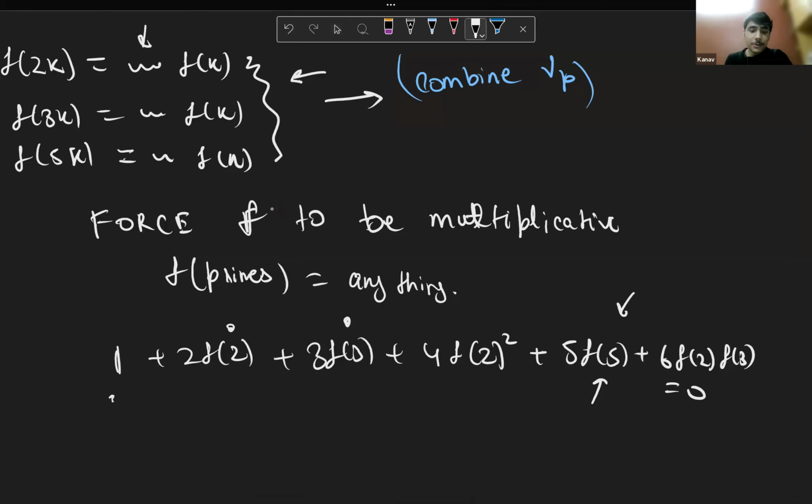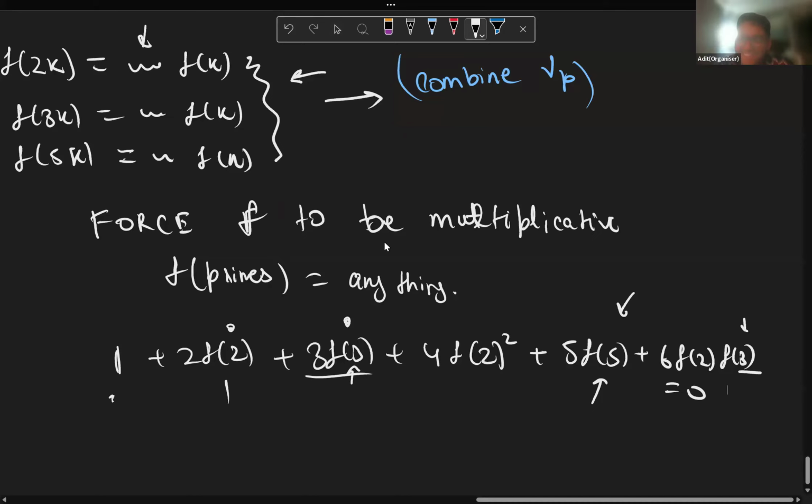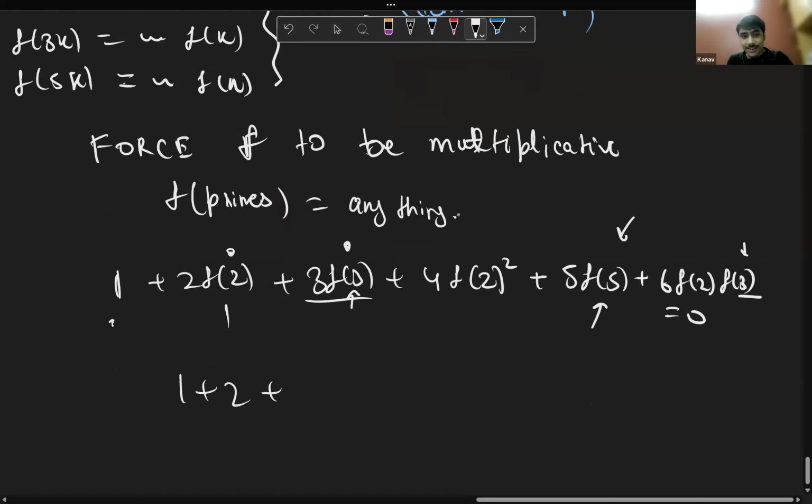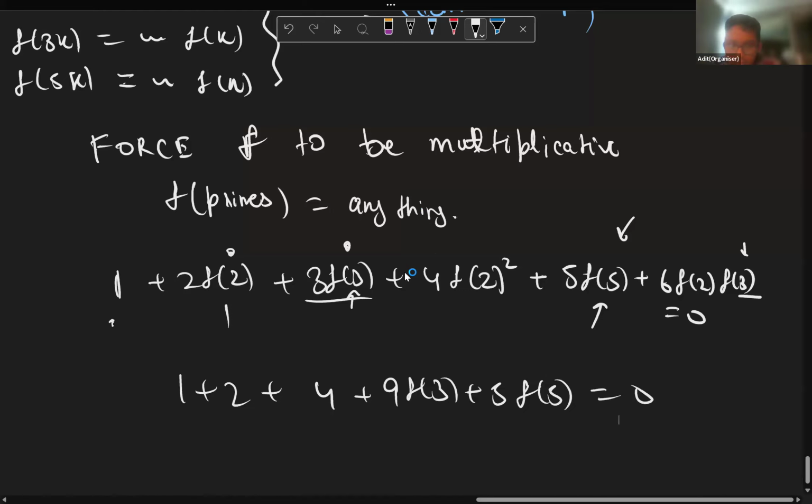So basically, you can do this. You can just choose f of 3 nicely. Okay, choose f of 2 to be 1. Choose f of 3 nice enough. Make it work, okay? I'm not doing the detail. Or do you want me to do the details? Please do the details. Yeah, just choose f of 2 to be 1 and you get 1 plus 2 plus 4 plus 3f of 3 plus 5f of 5. Okay, it's fine now, right?